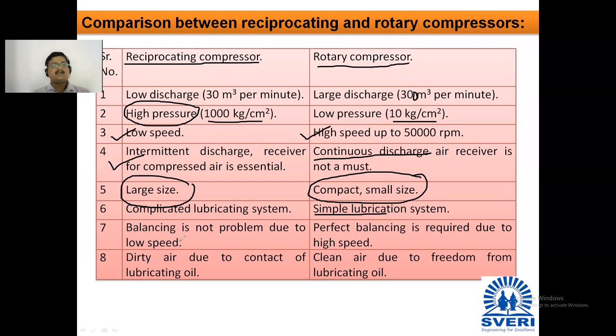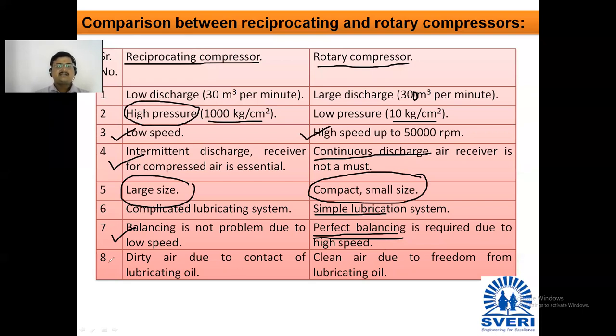There is no problem of the balancing in case of the reciprocating compressor. Balance ki garaj nahi hai, karan part jo hai to var khali hotoy, tela balance ki avashyakta nahi. But perfect balancing is required in rotary compressor, karan ti the rotational motion hai, weight continuous badalta hai, tyamule perfect balancing is required in case of the rotary compressor.